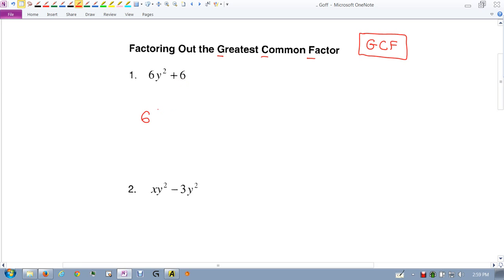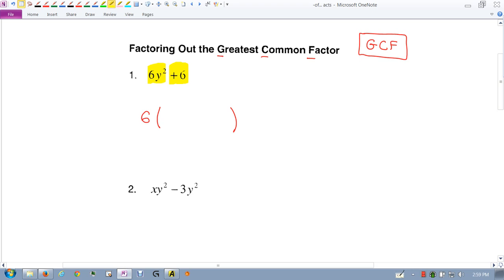So after I write down the greatest common factor, I write a set of parentheses, and I leave enough space here for how many terms? 2. You started with 2 terms, right? That dictates how much room you need in your parentheses. If you started with 3 terms, you would need space for 3.